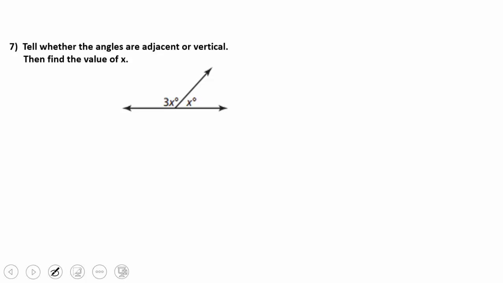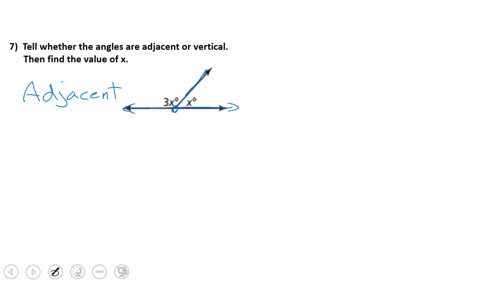All right, tell whether the angles are adjacent or vertical. Find the value of x. And as we can see, these lines do not intersect. They are together. They form a straight line. They form a straight angle. And they share this vertex here and have a common side. So these are adjacent.